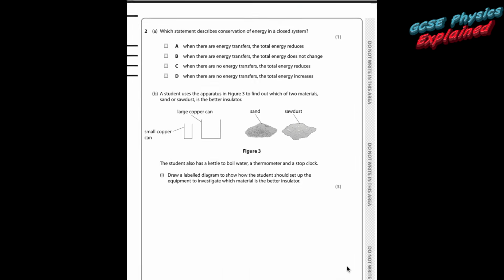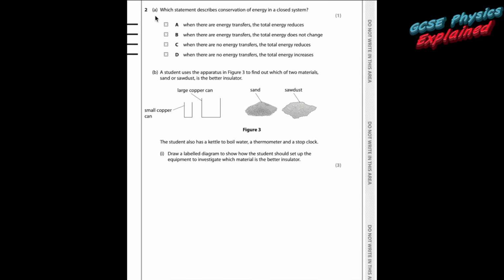Question 2, Part A. Which statement describes conservation of energy in a closed system? Well, a closed system means nothing can get in and nothing can get out. Is it A, when there are energy transfers, the total energy reduces? No, nothing can get in and nothing can get out. When there are energy transfers, the total energy does not change. Yep, that sounds about right. When there are no energy transfers, the energy reduces. No. When there are energy transfers, the total energy increases. No. So the answer was B.